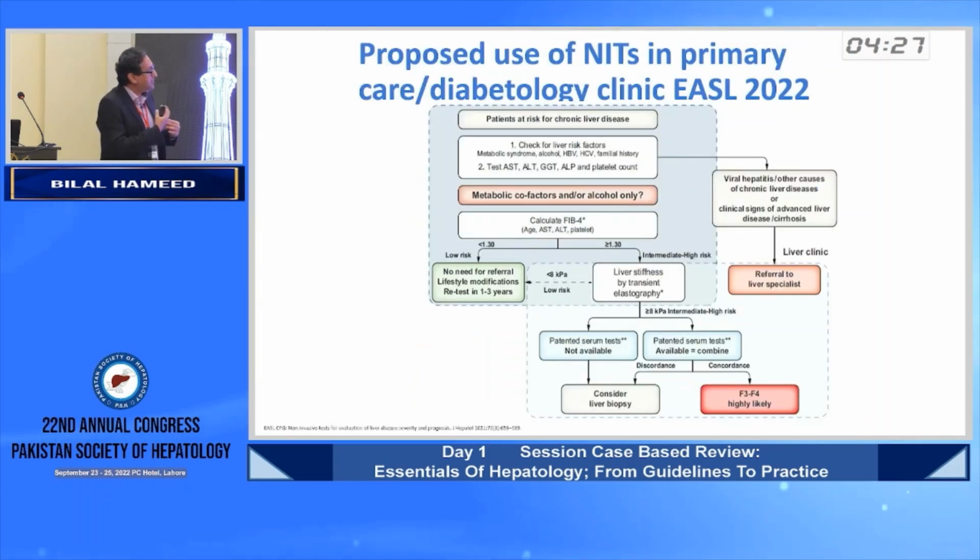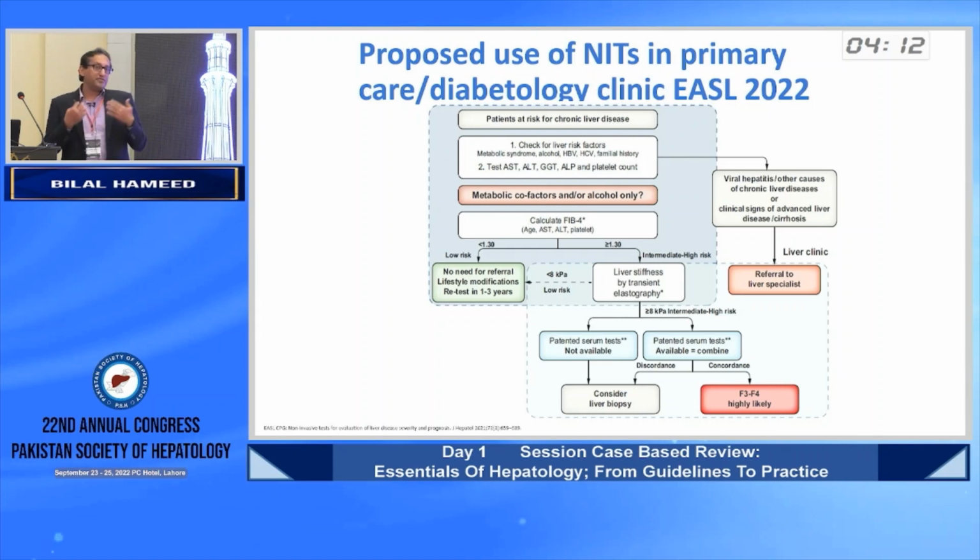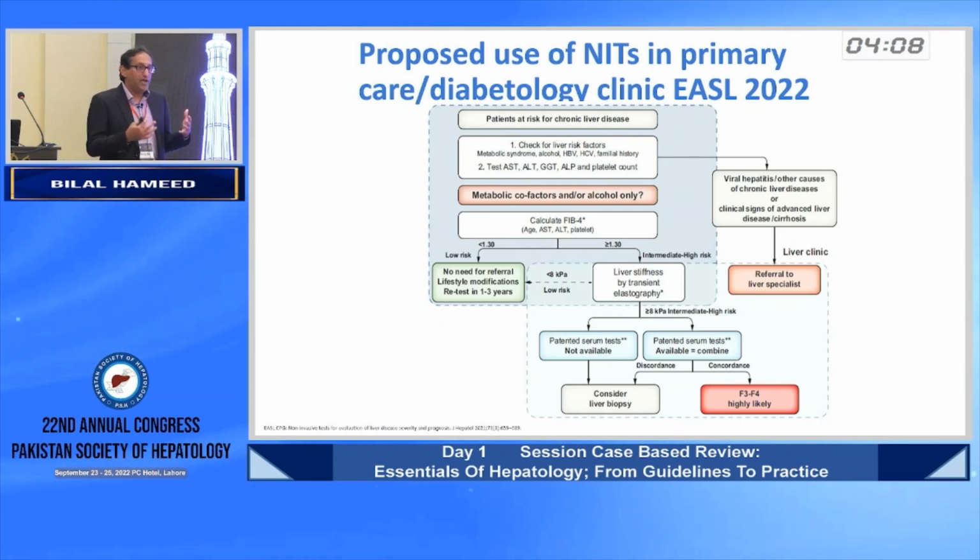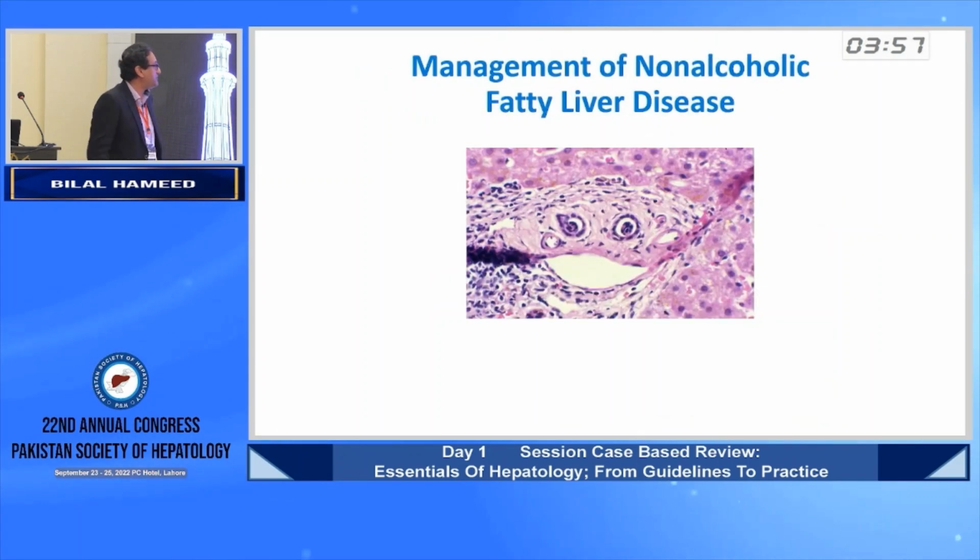And now these are the EASL guidelines for non-invasive testing. Again, using the same thing: use the FIB-4 score, then you go to liver stiffness and decide which pathway to go down and identify patients. Now, we are also still doing a lot of liver biopsies, but likely liver biopsies are going to go away. For clinical trials, we're still requiring liver biopsies, but hopefully in the future, non-invasive testing will be used even for deciding which patients are going to need treatment.